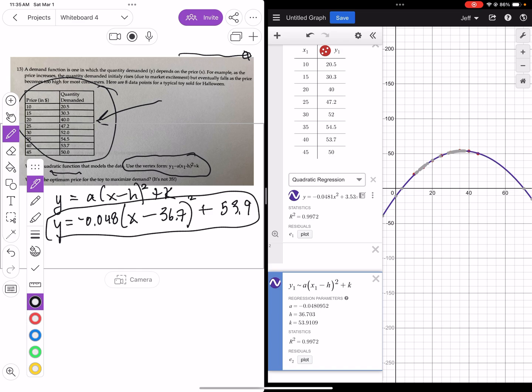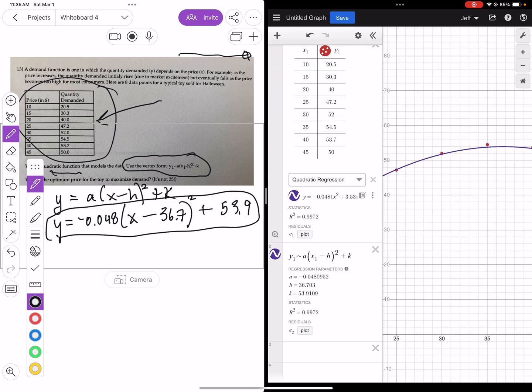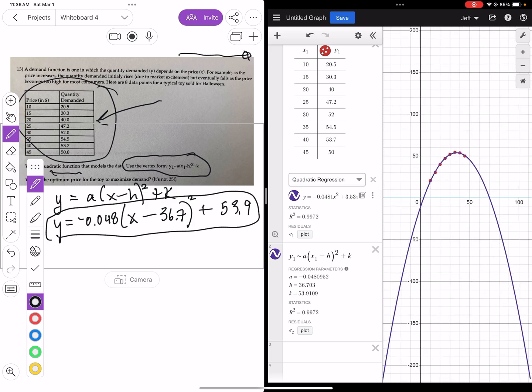Now the question says, what's the optimum price for the toy to maximize demand? So they didn't ask me for any numbers way over to one side or the other side. Or they didn't ask me to forecast. They just say, when is the maximum? So that, on my graph here, will be the top number. And notice I said it's not 35. But if I've zoomed in on my graph here a little bit.